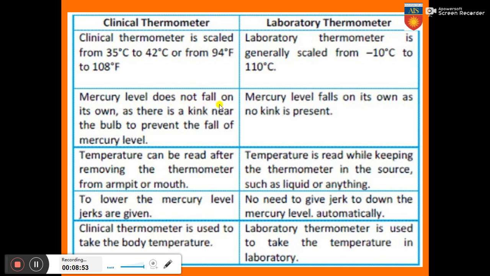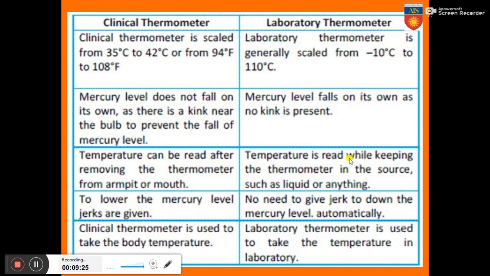Mercury level does not fall on its own because a kink is present in the bulb to prevent the fall of mercury. Like I said, the clinical thermometer has a kink, and the kink does not allow the mercury level to fall down even after you're taking it out of your mouth. But in case of a laboratory thermometer, the kink is missing, so the mercury level falls on its own. Temperature can be read after removing the thermometer from armpit or mouth because of the kink. The kink doesn't allow the temperature to fall.